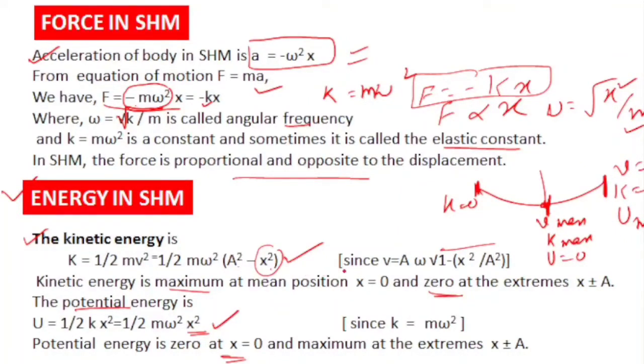So these are about kinetic energy and potential energy. Kinetic energy is half m omega square (a square minus x square), and potential energy is half m omega square x square. Now at some place potential energy is maximum, at some place kinetic energy is maximum, but total energy always remains constant. So what is the value of this total energy?